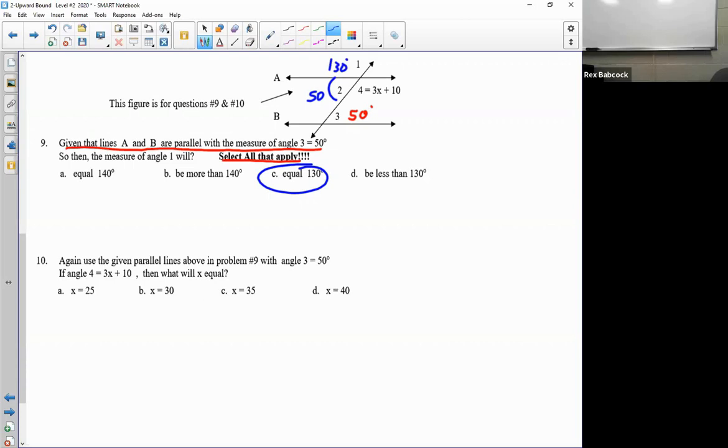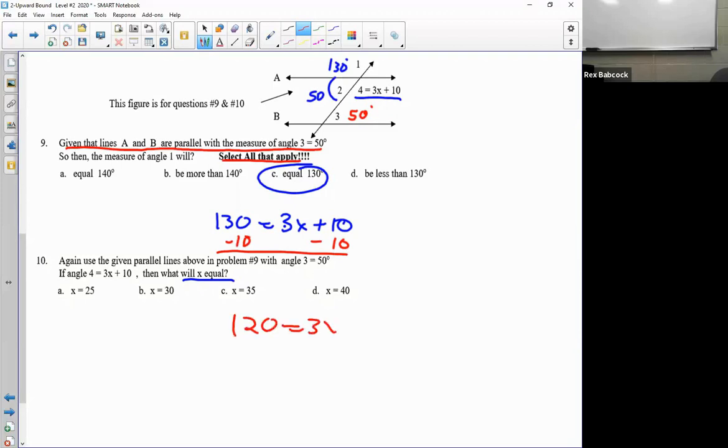And the last one, it says, again, using the same drawing, what is the value of x? Well, the equation, this is angle 4, and it's 130 degrees, and it equals 3x plus 10. Subtract 10 from both sides. 120 equals 3x. Divide both sides by 3. X equals 40. D is the answer on 10.